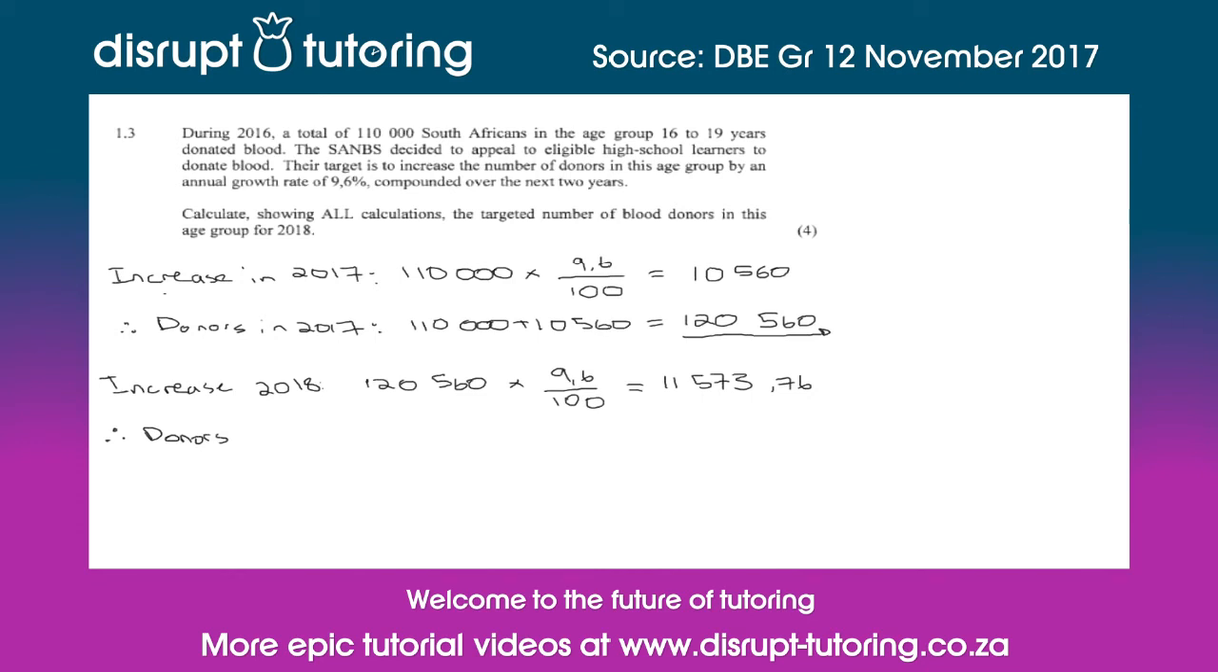So donors targeted in 2018 needs to be this 120,560 plus the 11,573.76, and this gives us the total of 132,133.76. But you can't have a 0.76 of a person, so we need to just round this up to 132,134, because we're rounding up, and that's our final answer.